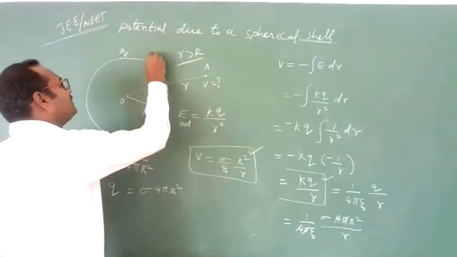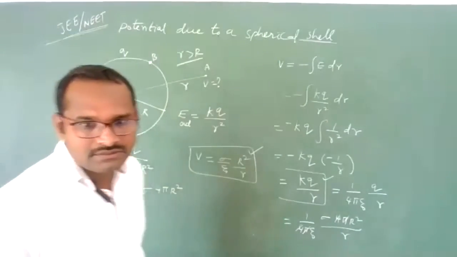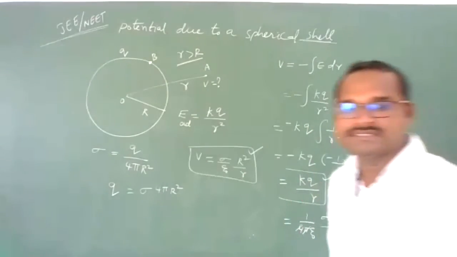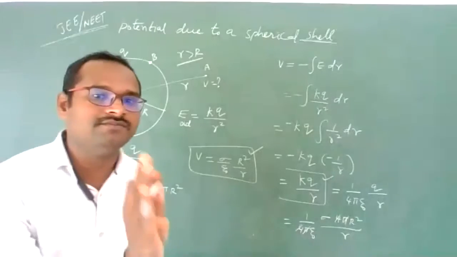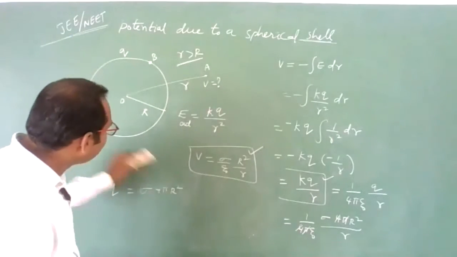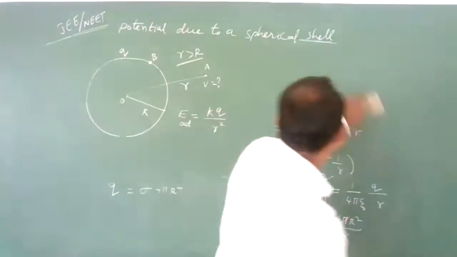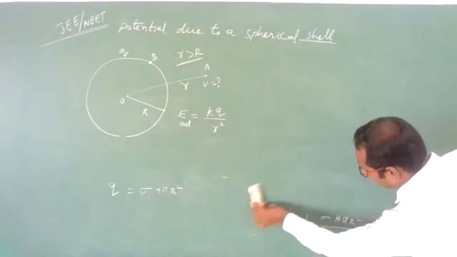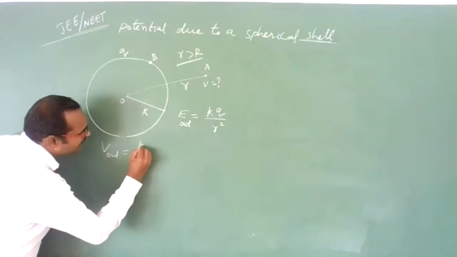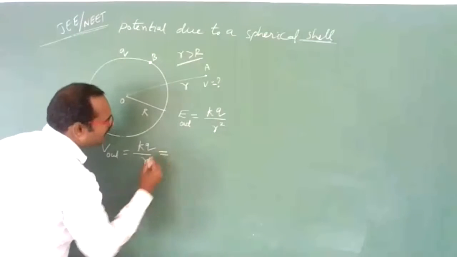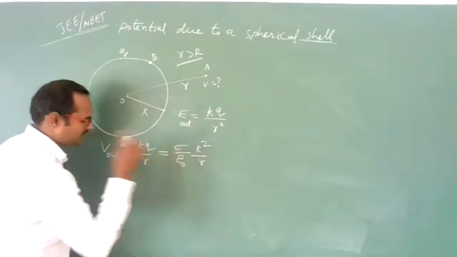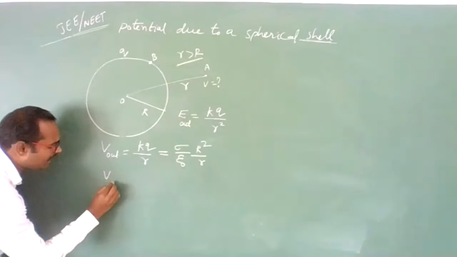Now let us take a point B on the surface. What will be the potential? Derivation is not important. Formulas are important. You must remember the formulas. If you remember the formulas, you can solve the problems. Now, for an inside point, I will write all this data. Potential outside, we got KQ by small r, or it is equal to sigma by epsilon naught into capital R square by small r. Both are the same.